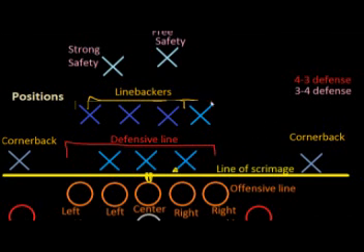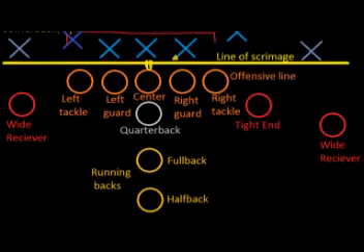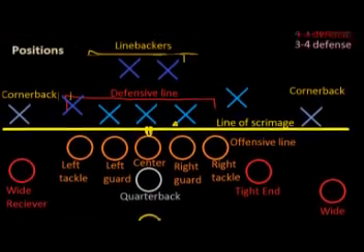So that would be the 3-4 defense then. And really these guys can stand wherever they want. Sometimes you'll see these guys come up here closer to the line. So technically, you still have 4 linebackers there and 3 defensive linemen, but overall that's the basic layout of the position. So you have your safeties in the back, linebackers, your defensive line, your 2 cornerbacks on defense, and your guys on offense.